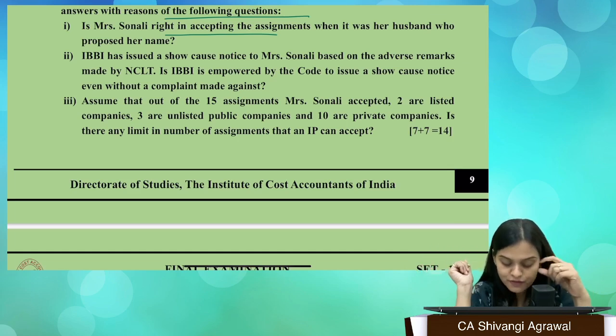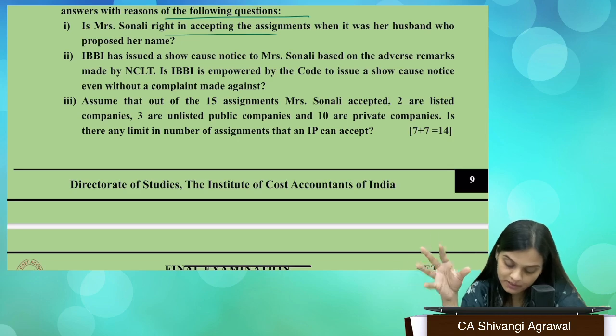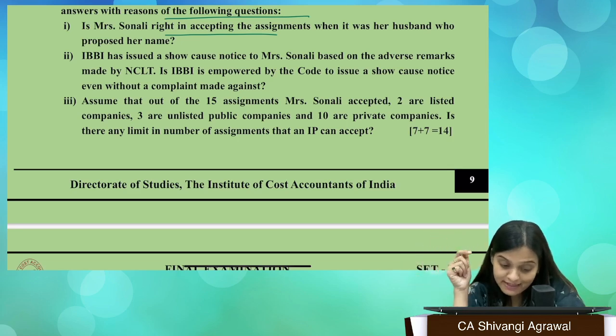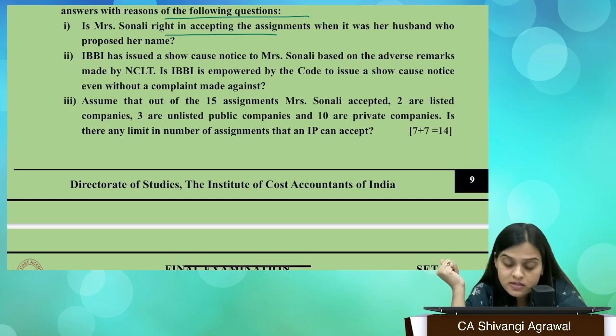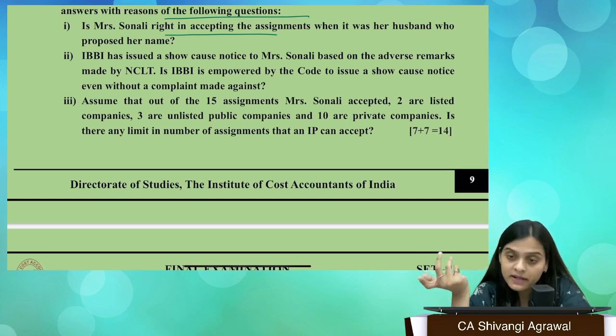Now, assume that out of 15 assignments, Mrs. Sonali accepted 2 are listed companies, 3 are unlisted public companies, and 10 are private companies. Is there any limit? तो लिमिट तो कोई है नहीं, लिमिट तो हमने पढ़ी नहीं है. लिमिट तो हमने डायरेक्टरशिप्स पे पढ़ी है, ऑडिटर पे पढ़ी है, सीलिंग ऑन ऑडिट्स, है ना? यहाँ पे IP पे तो हमने ऐसे कुछ पढ़ी नहीं है, और यही सेम चीज़ आपको लिखनी भी है.